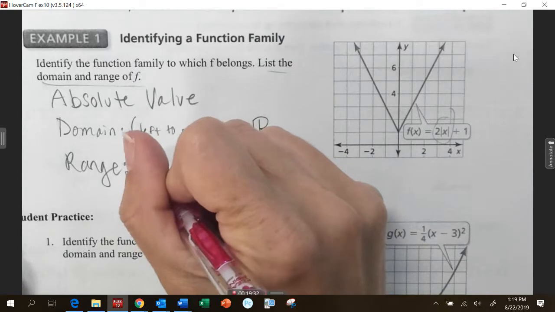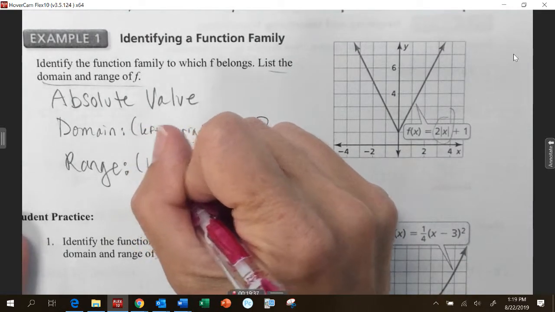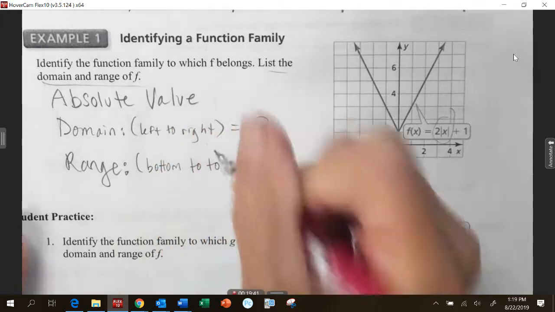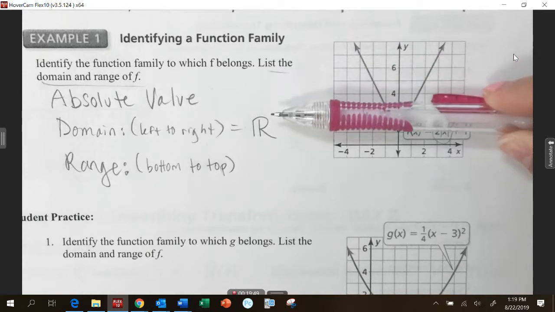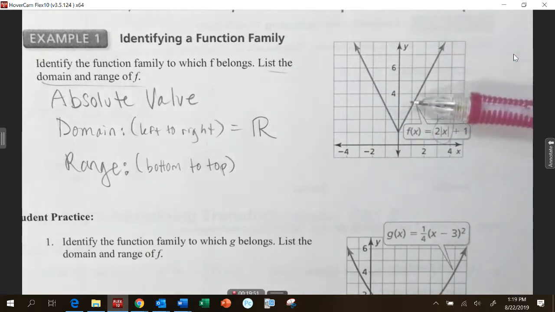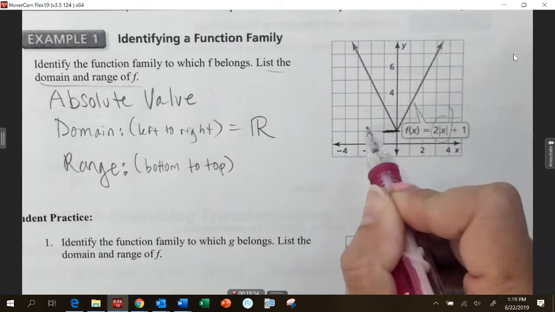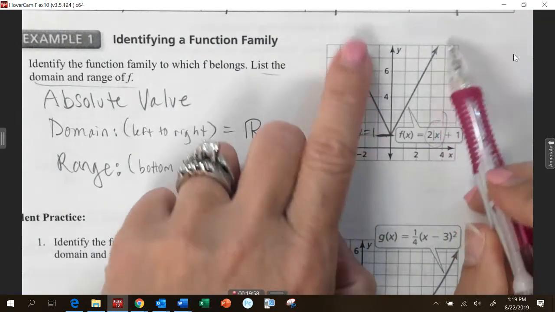For range, I look from the bottom to the top. We always want to look at the lower numbers first. We want to look at the negative numbers first, or you will get it wrong. So for range, we're going to look at the lowest part of this graph. What is the lowest part that is graphed on the y-axis? It's 1. And then from there, it goes on forever, up, up, up, up, up.